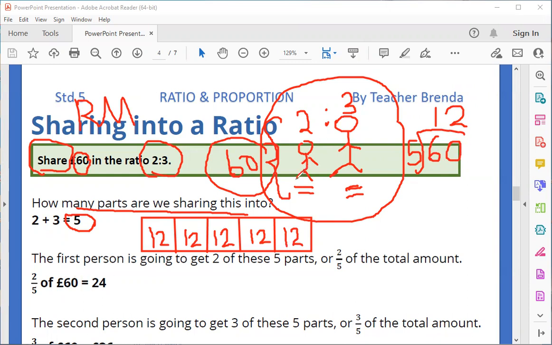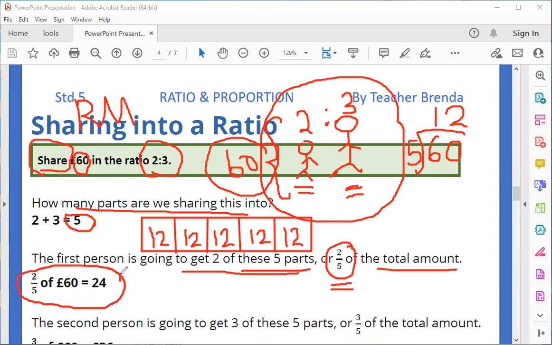The first person, the little brother, is going to get 2 of these 5 parts. Or in fraction, we will say it as 2/5 of the total amount. If you're going to write it out, this is how it's going to look. 2/5 of 60. Now, from the diagram, from this picture, you can clearly see the 2 parts, the first part, the second part.